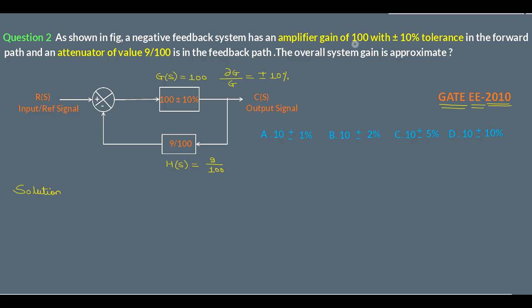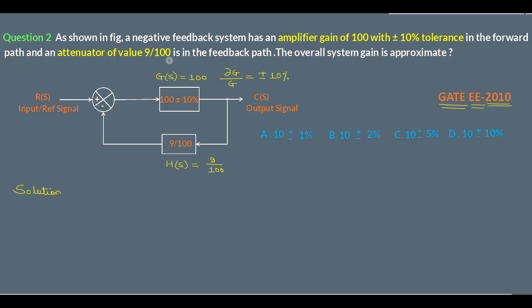Now 100 is called amplifier gain because the value is greater than 1. Any value of gain which is greater than 1, we call an amplifier gain. And if the value of gain is less than 1, we call it an attenuator gain. So here they have said attenuator of value 9 by 100. Now 9 by 100 is less than 1, hence they have used the word attenuator. I hope you have understood this basic concept from this question.